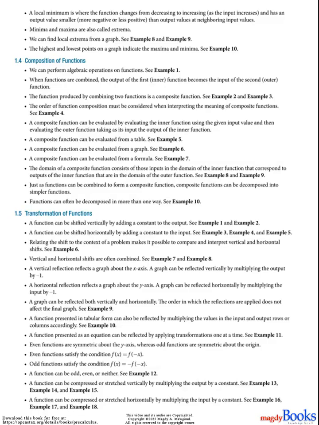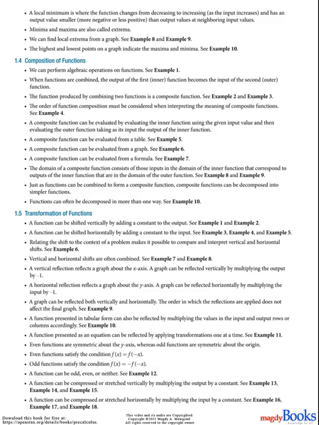1.5. Transformation of functions. 1.5.1. A function can be shifted vertically by adding a constant to the output. See example 1 and example 2. 1.5.2. A function can be shifted horizontally by adding a constant to the input. See example 3, example 4, and example 5. 1.5.3. Relating the shift to the context of a problem makes it possible to compare and interpret vertical and horizontal shifts. See example 6.